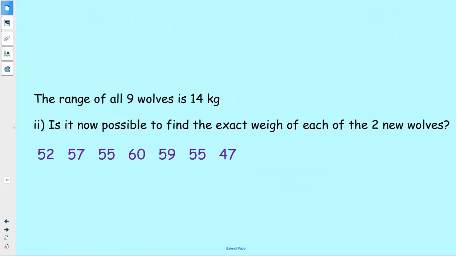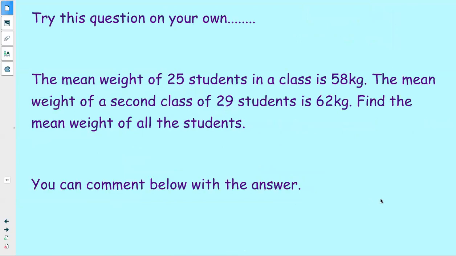Right, I'll clear this. We're just about to finish off, guys. This is a wee question I'm not going to give you the answer to. I want you to try it on your own, work it out, and you can give me a wee comment and give me the answer below if you work it out.